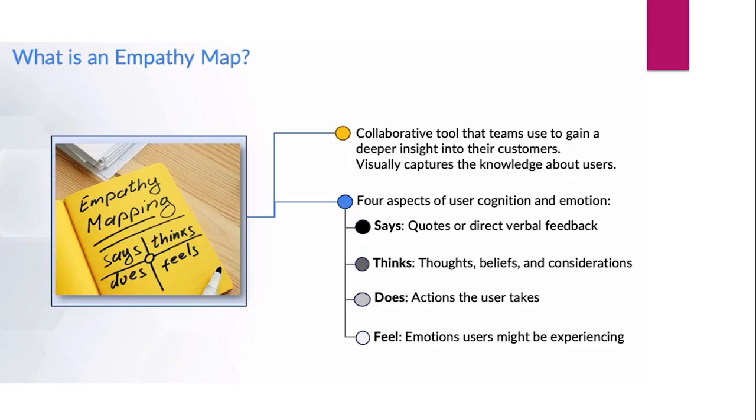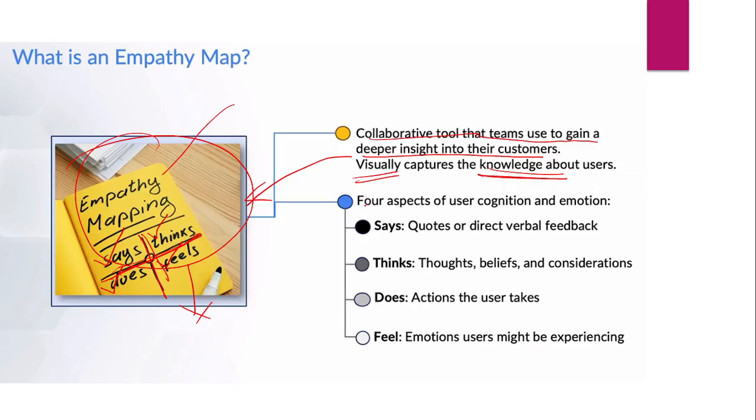Next, the empathy map, with definitions and examples. While talking about empathy, what is an empathy map? It is a collaborative tool that teams use to gain deeper insights into the customer and visually captures the knowledge about the users. You can see this image: what the user is saying, what the user is doing, what the user is feeling, and what the user is thinking. You can see there is a chart involved in this image. That's what we are talking about with the empathy map.